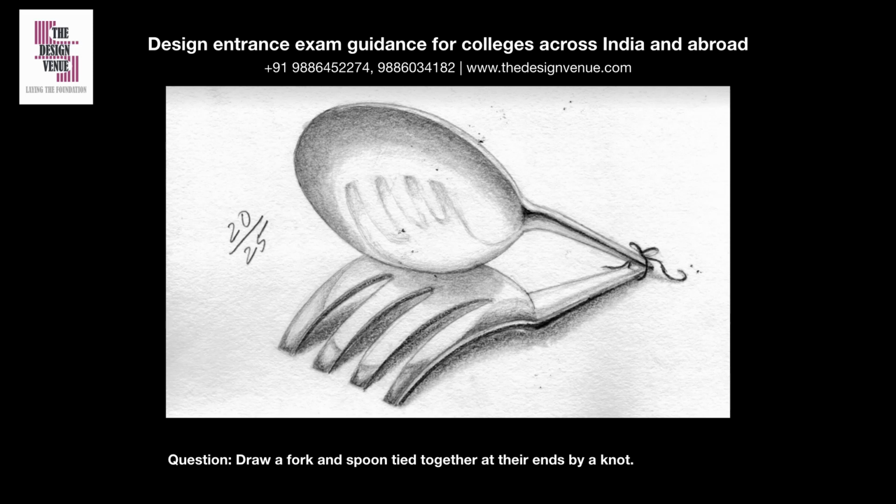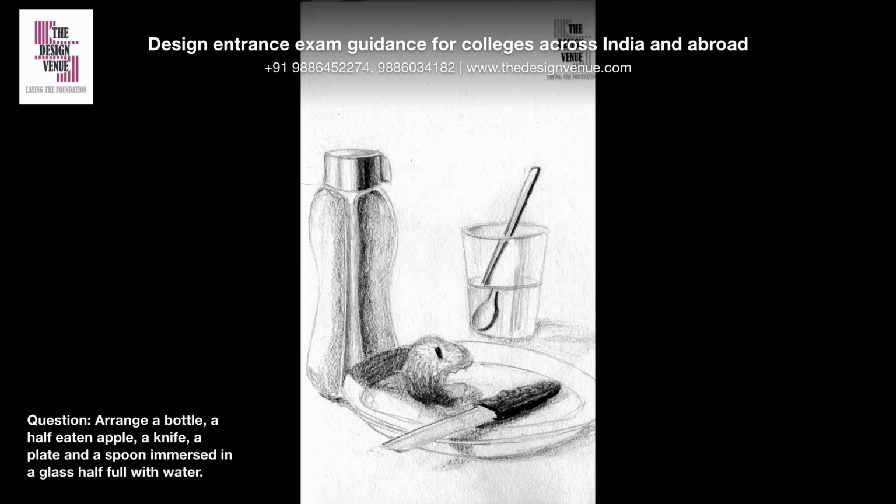In this question, we had to arrange a bottle, a half-eaten apple, a knife, a plate and a spoon immersed in a glass half full with water. So whenever you have things immersed in water, you will observe refraction, and you have to depict the same even in your drawing. Also observe the shadows of the bottle on the plate. The shadows take the form of the plate and are not just flat.